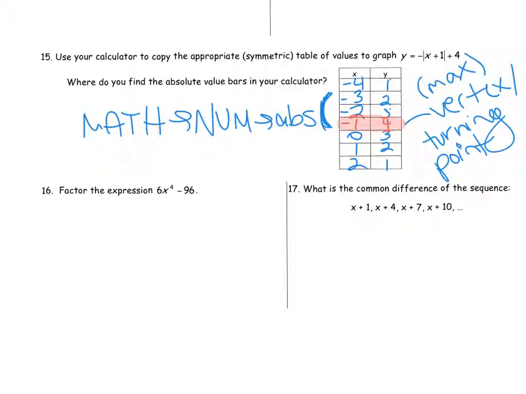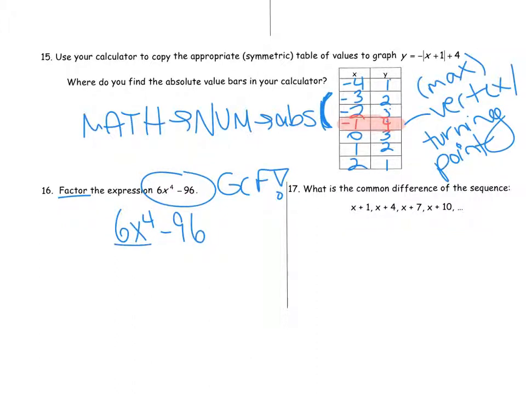All right, let's take a look at number 16. So I want you to factor this expression. So we always need to look for a GCF first. So based off of looking at this, I think the GCF is going to be 6. So I want to divide out everything by 6, and that stays out on the side. What's left in our parentheses is x to the 4th minus 16.